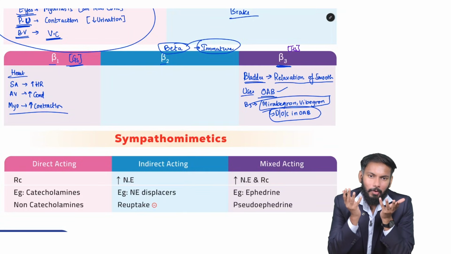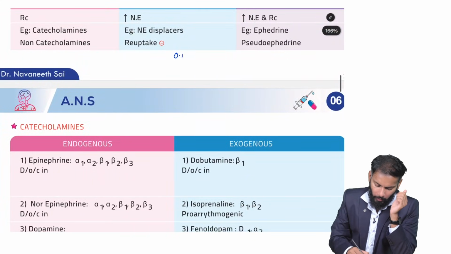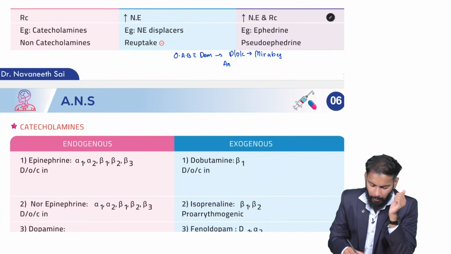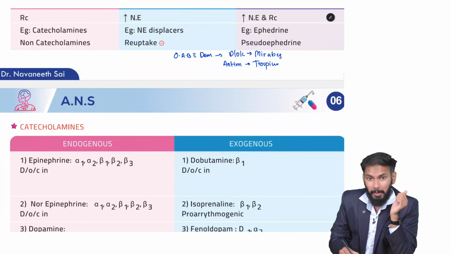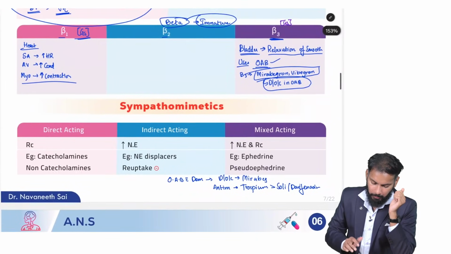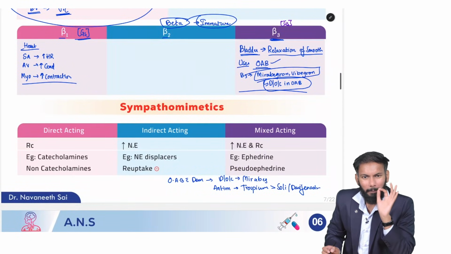Why mirabegron? Because beta 3 receptors are not present in the brain. Muscarinic receptors are present. So how can the question be asked? Overactive bladder with dementia, drug of choice mirabegron or vibegron. Now, if they ask you anti-muscarinic drug, you will write trospium. If trospium is not in the options, you will write solifenacin or darifenacin. So these are the MCQs that can be framed in the upcoming exams. Please concentrate on this. That's all. That is about the beta 3 receptor.